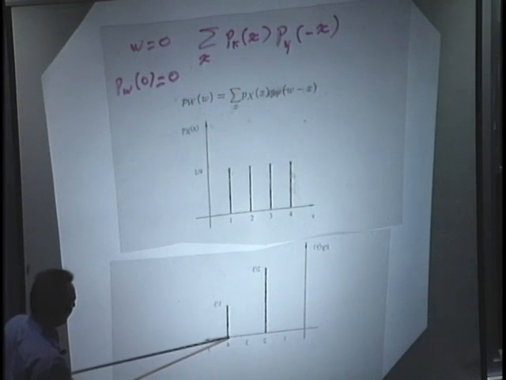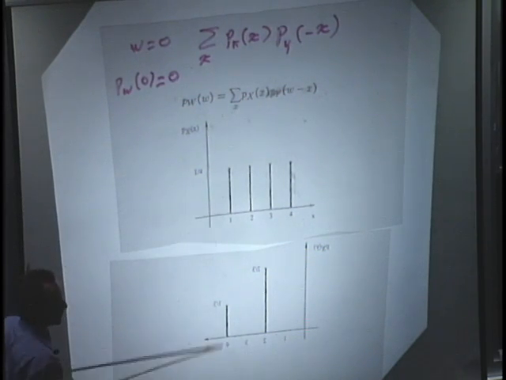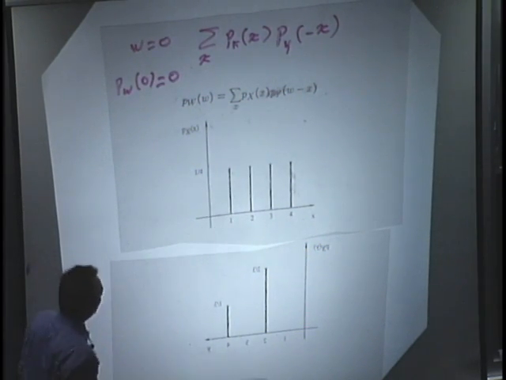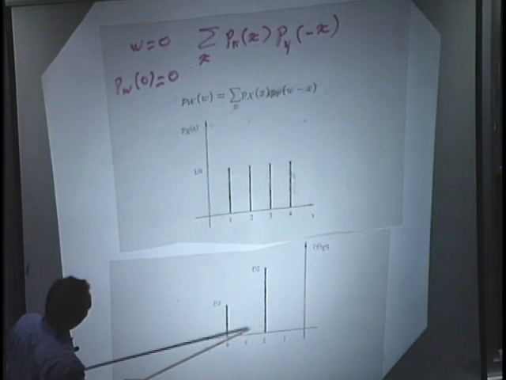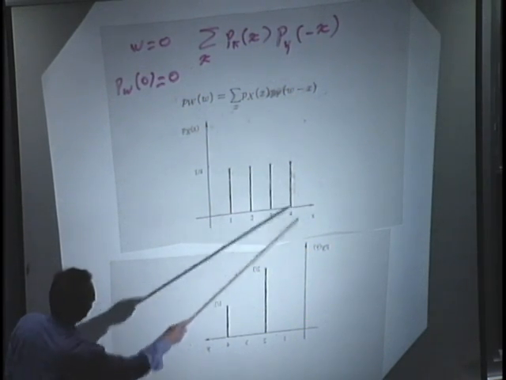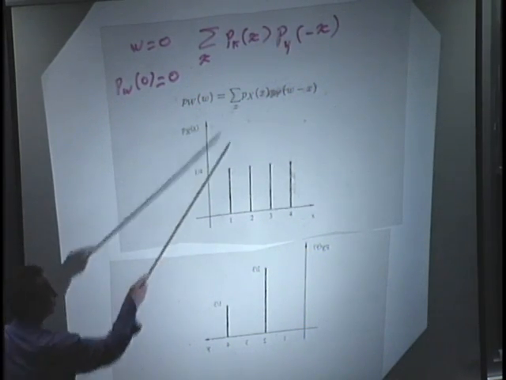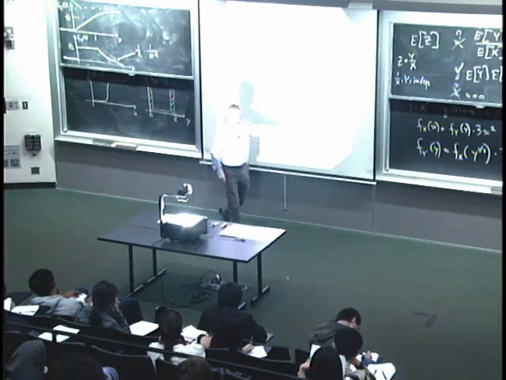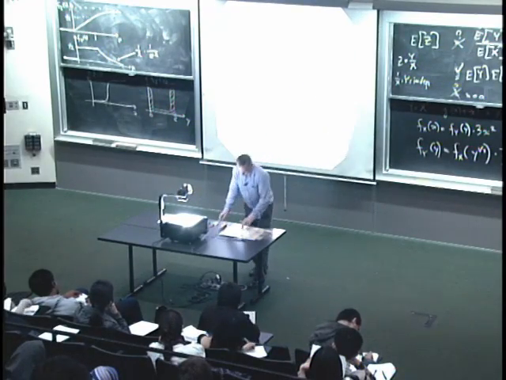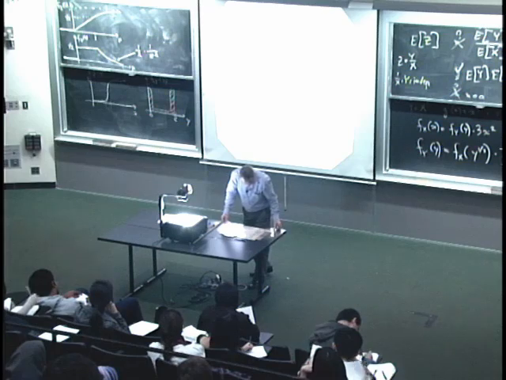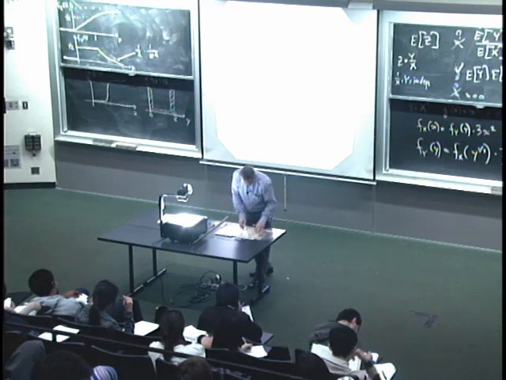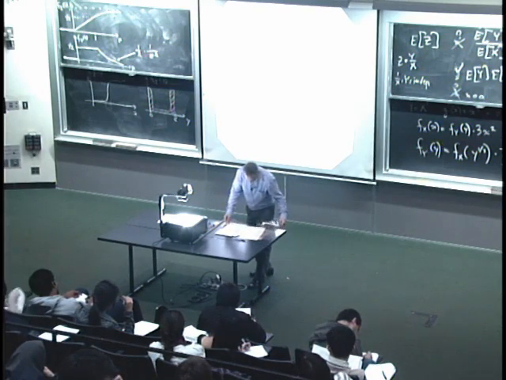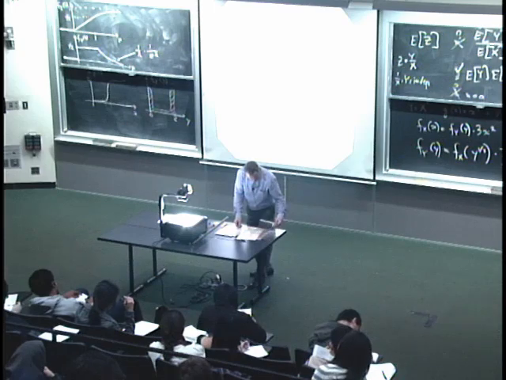So you take this times that, that's one product term, then this times 0, this times that, and so on. You find all the products of the corresponding terms, and you add them together. So it's a kind of handy mechanical procedure for doing this calculation, especially when the PMFs are given to you in terms of a picture.